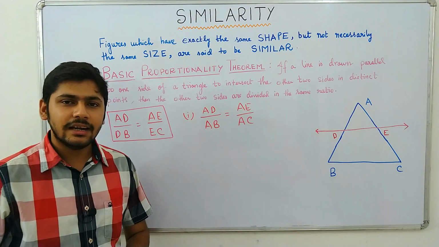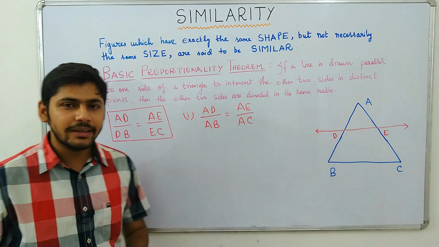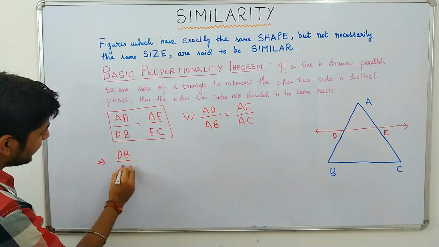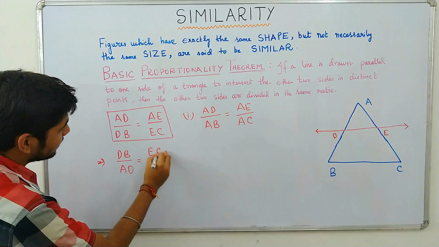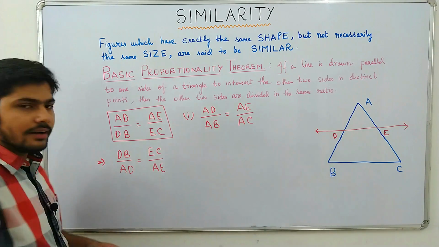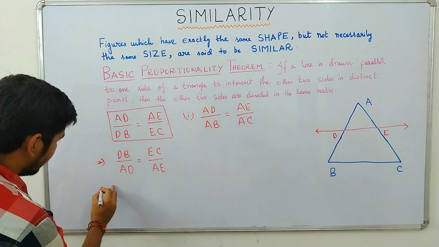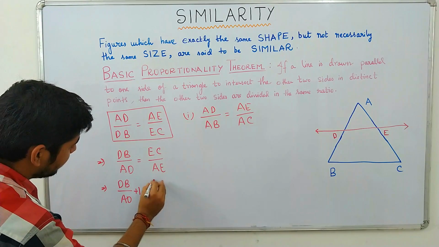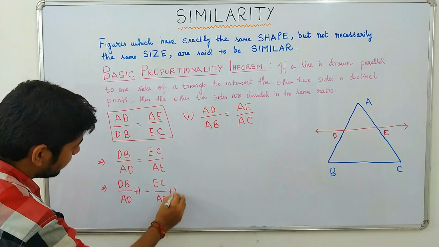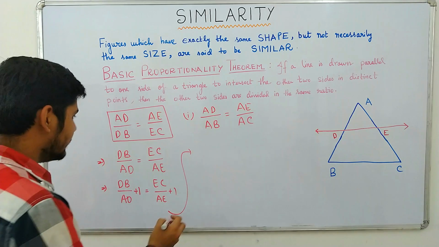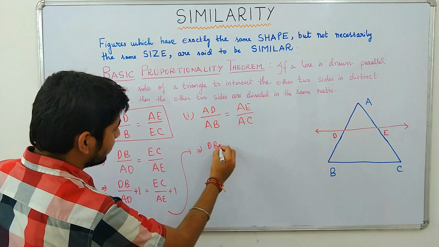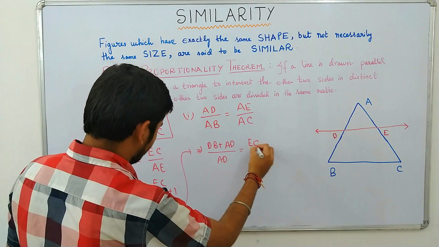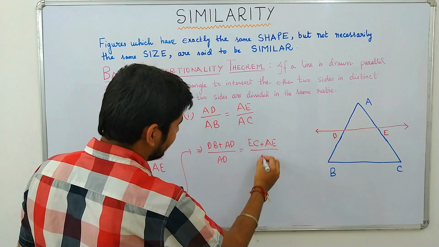Now imagine that basic proportionality theorem holds for this triangle. That means this is true. I'll take the reciprocal, which is DB divided by AD is equal to EC divided by AE. Now I'll add 1 to both the sides. Therefore, DB divided by AD plus 1 is equal to EC divided by AE plus 1. Let's move over here and do the LCM. Therefore, DB plus AD divided by AD is equal to EC plus AE divided by AE.